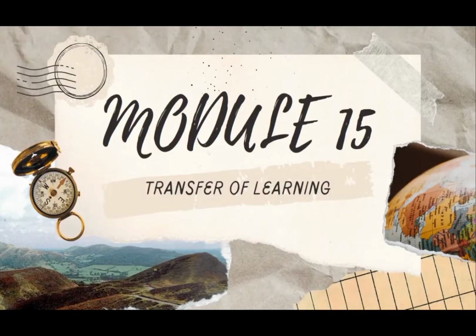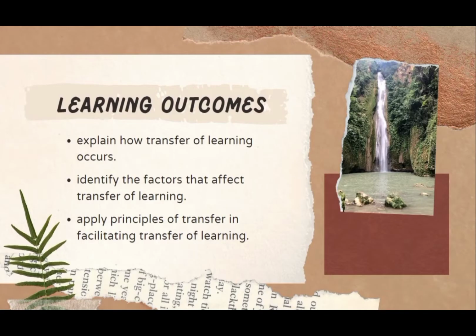The chosen topic that I will discuss is Module 15 titled Transfer of Learning. So these are the learning outcomes. It explains how transfer of learning occurs. It identifies the factors that affect transfer of learning. And lastly, it applies principles of transfer in facilitating transfer of learning.